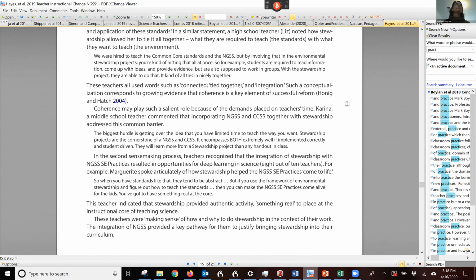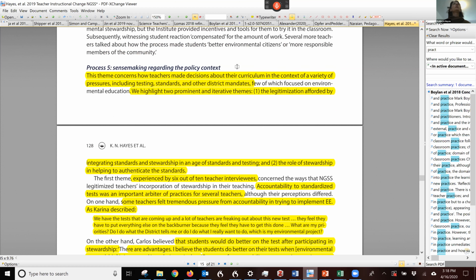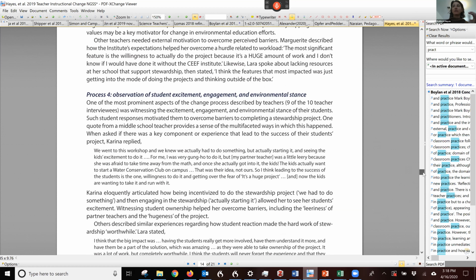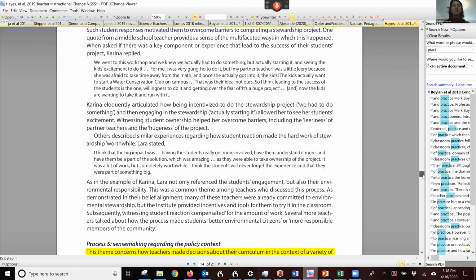Scrolling upwards, here you can see process 5. And it's always good to have the headings, right? It's very clear. This is one of my themes. Process 5, if you scroll up, you can see process 4 and so forth and so on. All right, I'm going to focus on process 5.